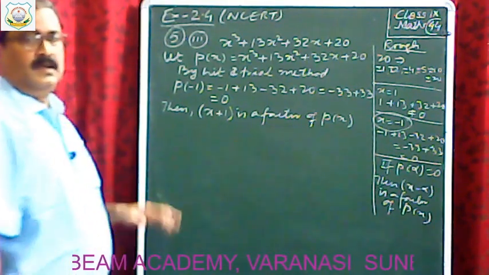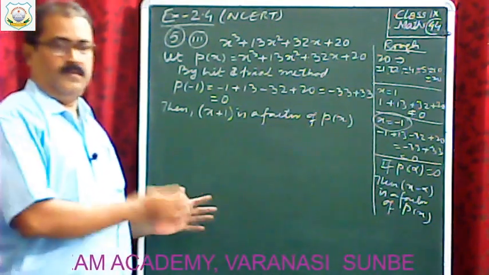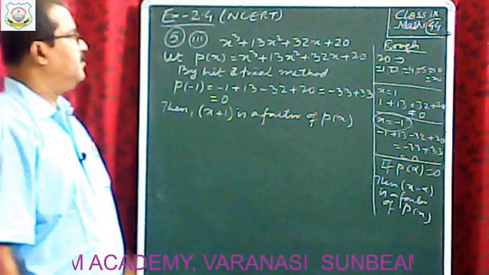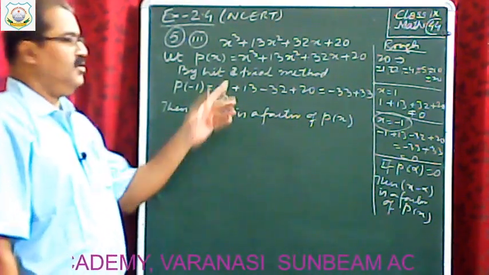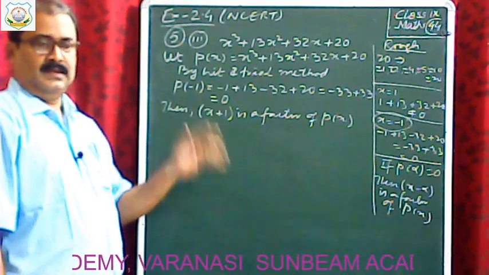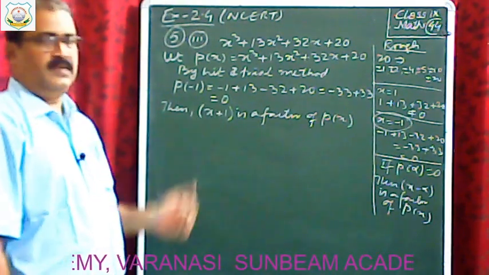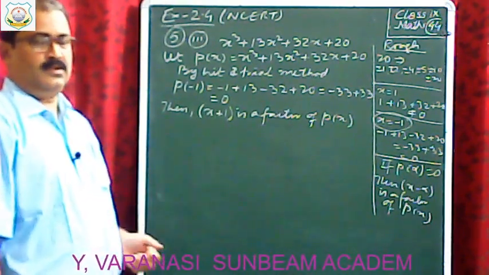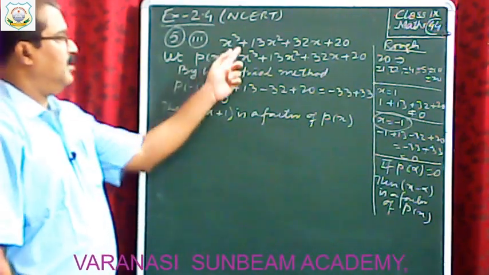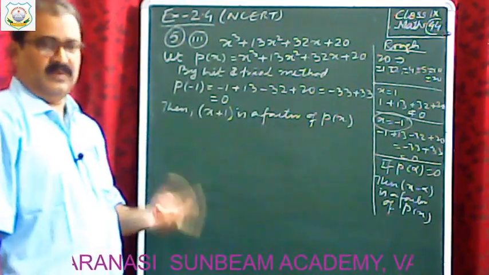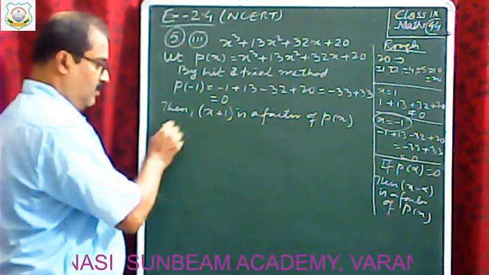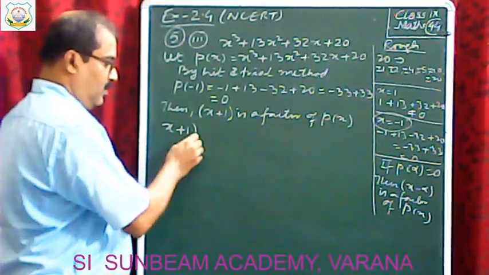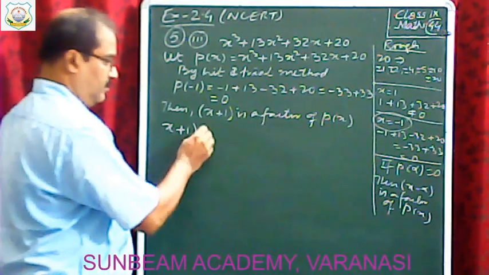There are 3 stages of solution of the question. Stage number 1: first of all you have to find the zero of the polynomial, and thereafter make the factor of the given polynomial. Stage number 2: you have to divide the given polynomial by the factor we get, that is x plus 1 in this question. So now you have to divide the given polynomial by x plus 1.